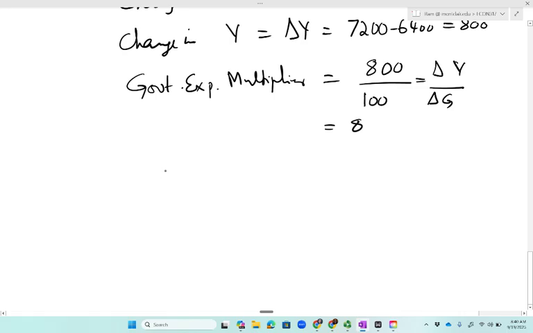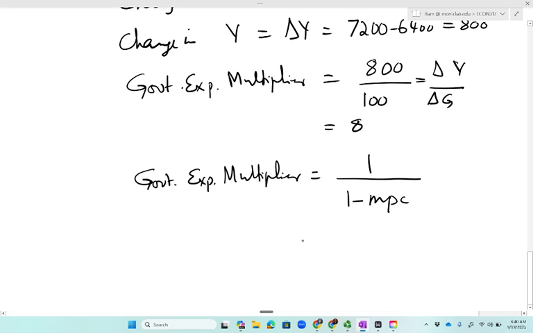I can also write down the formula for the government expenditure multiplier using the marginal propensity to consume. It is 1 over 1 minus MPC. So we can check whether we get the correct answer or not. So 1 over 1 minus 0.875 turns out to be 1 over 0.125, which is 8. And that is a good place to stop.